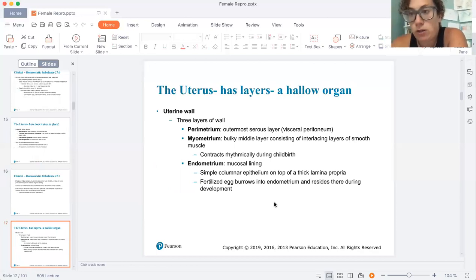The uterine wall, so the uterus itself, is made of 3 layers. We have a perimetrium, which is the outermost layer. It almost looks shiny when you're looking at a dissection.